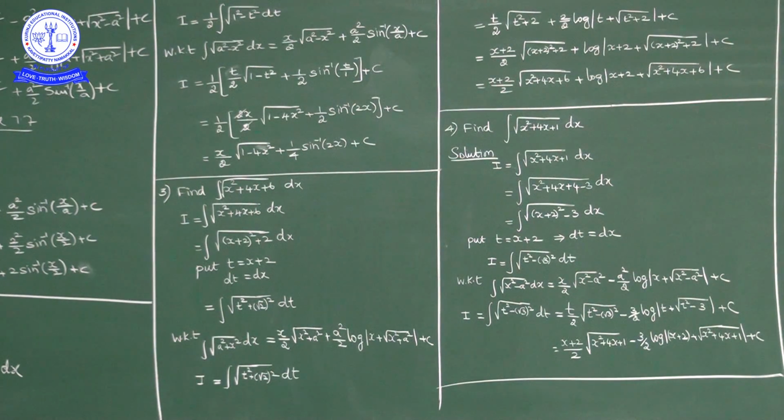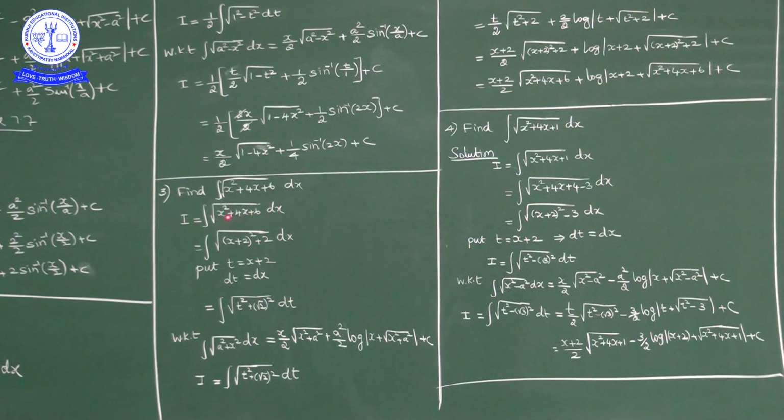Okay. I'll repeat once again. Question is find integral square root of x square plus 4x plus 6 dx. Now x square plus 4x plus 6, I'll write as x square plus 4x plus 4 plus 2.